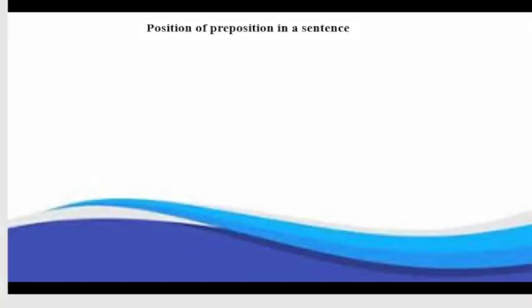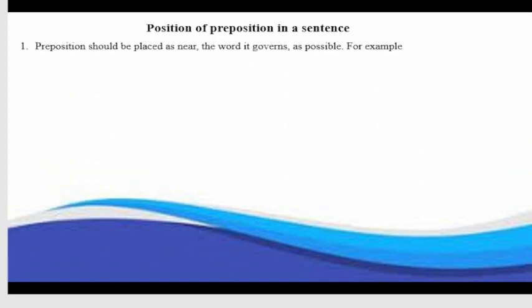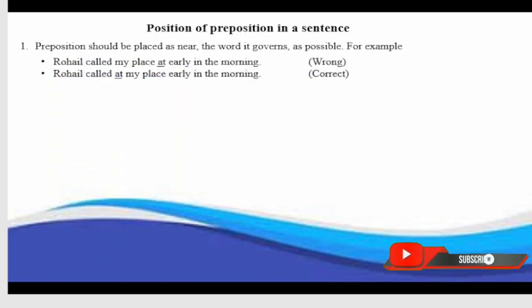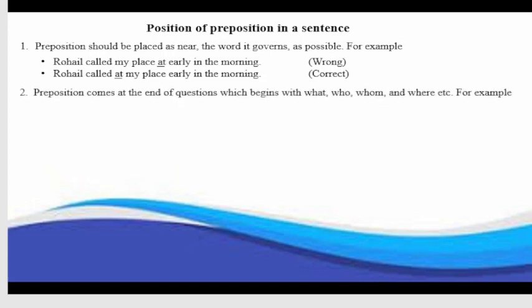Now, here are some rules to find out the correct position of a preposition in a sentence. Rule number 1. Preposition should be placed as near the word it governs as possible. For example, Rohail called my place at early in the morning is a wrong sentence, while Rohail called at my place early in the morning is a correct sentence.